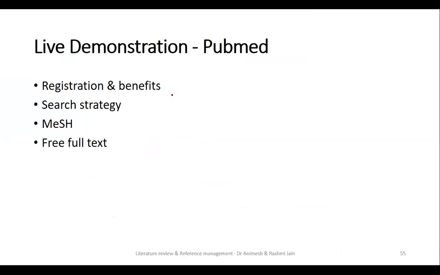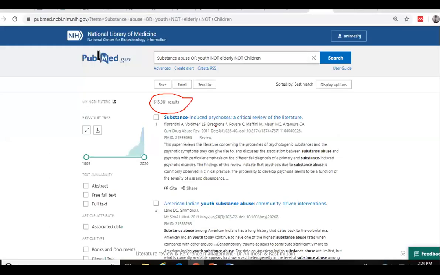Let me try, time permitting, yes, 5 minutes maybe, to demonstrate, or maybe I'll do it later. But please remember another thing I want to show you: if you see here, it shows Animesh J, that's my login name for PubMed. So for those who have not done it, it's a good idea that you create an account. It's a free registration like any of the emails or social media sites. So you can create your account there.